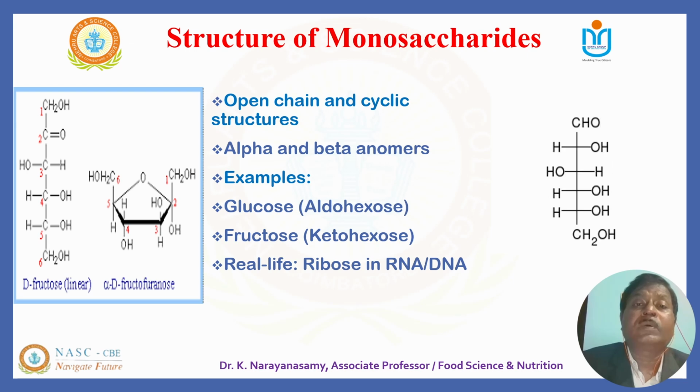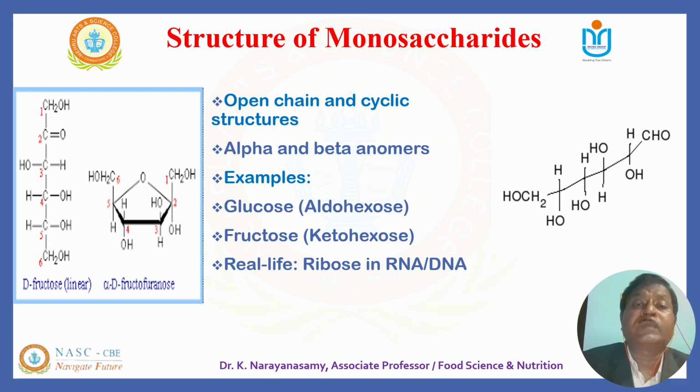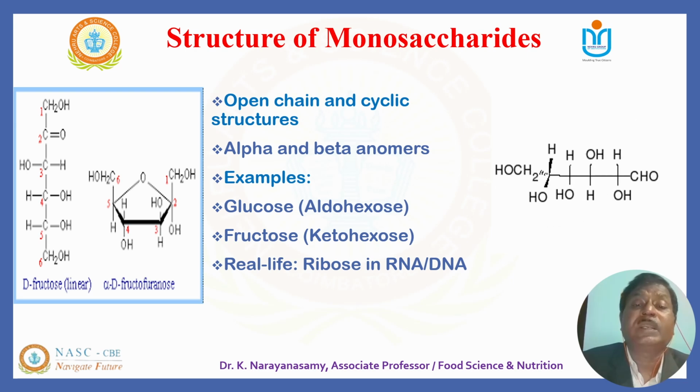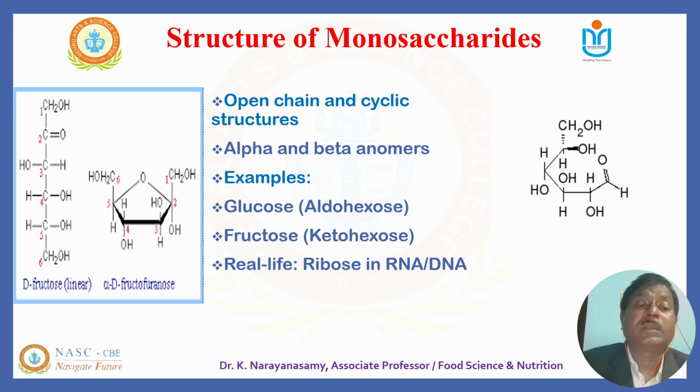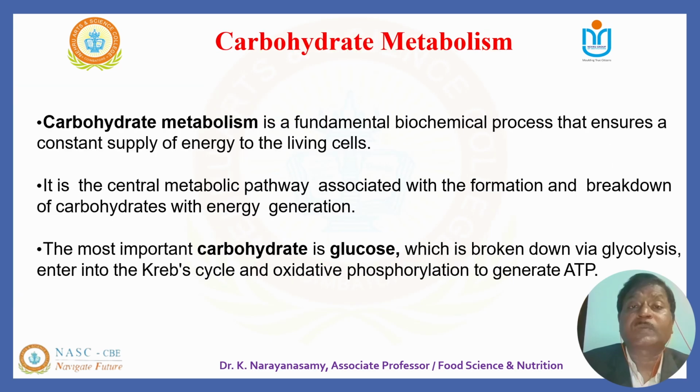Real life biomolecule, that is a 5 carbon sugar, is ribose, which is present in DNA and RNA. This is the linear structure of fructose and the ring structure of the fructose.